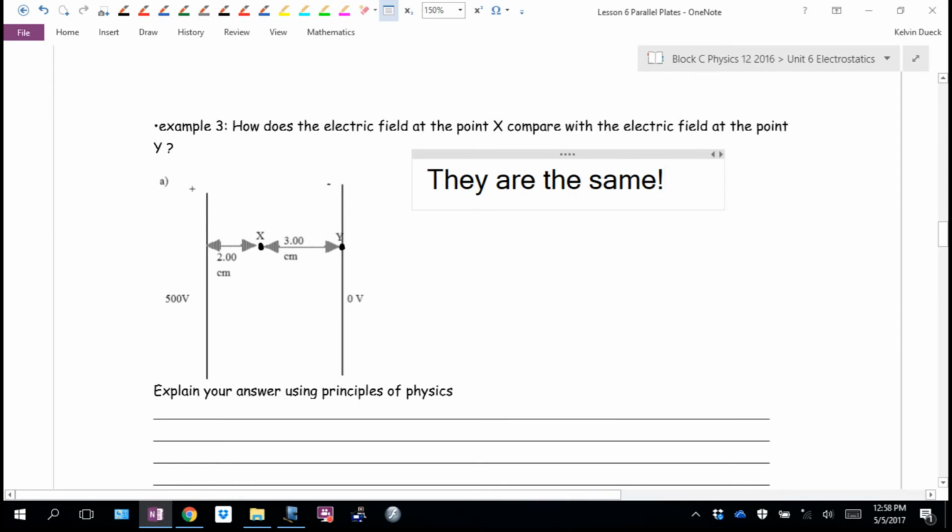Prove it. It says, explain your answer using principles of physics. I could do a fancy schmancy algebraic proof. I think I'm just going to crunch the numbers. I'm going to draw a little line down the middle. I'm going to find the electric field at location X. I'm going to find the electric field at location Y. Now, electric field at location X is not going to be kQ1 over r squared. I'm between plates. It's going to be the voltage at location X divided by the distance at location X.